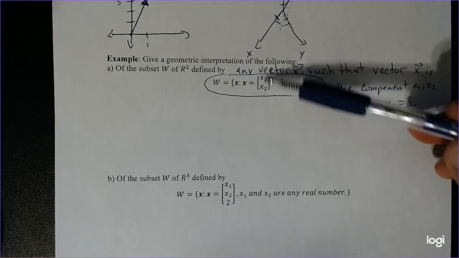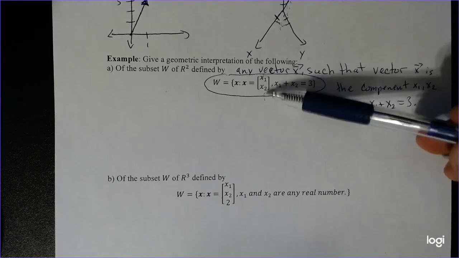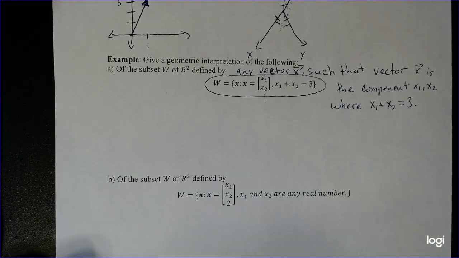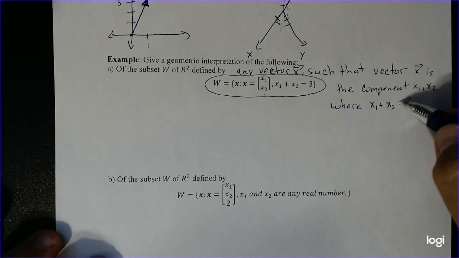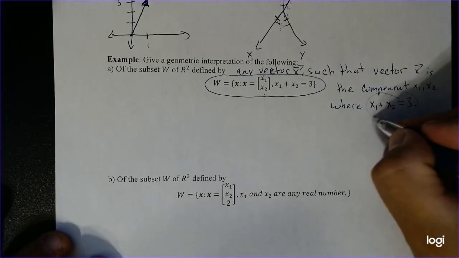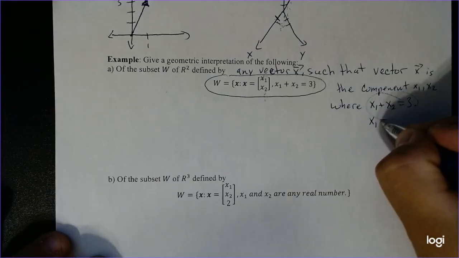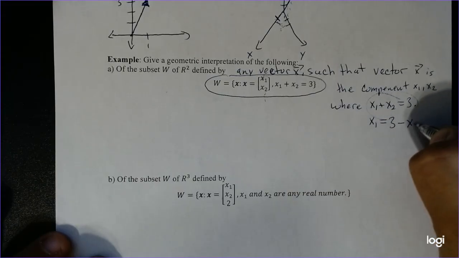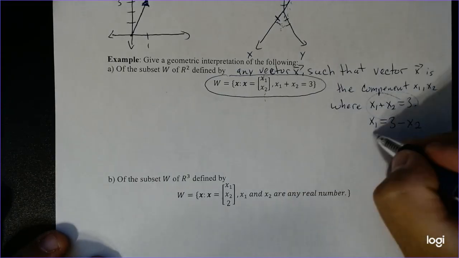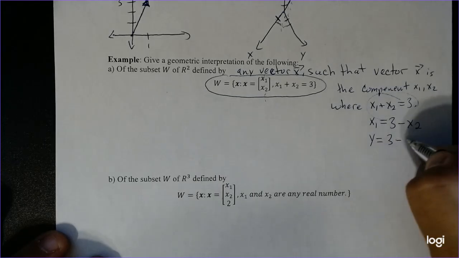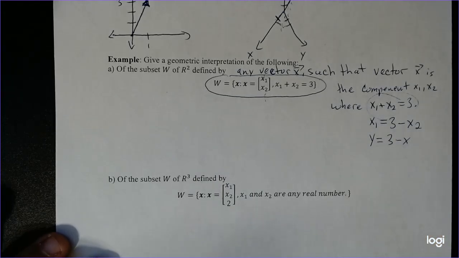Remember, these are just straight numbers, right? x1 and x2 are just straight numbers. This is the vector itself. Okay. So let's see. So if I just rewrite this, and let's say we have this now, that kind of gives us a line. Right, if you follow that format.